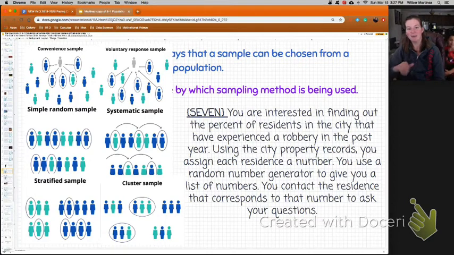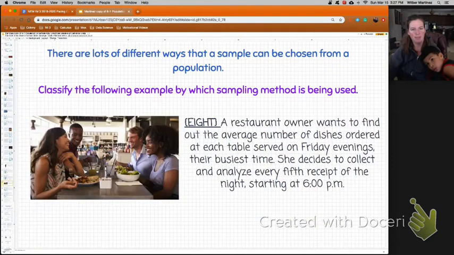So again, this might be a little harder because everyone in a city would be a lot of people. It might be hard to get information back from all of them. So it is the best form of the survey as long as everyone wants to participate in your survey. Simple random. All right, here's the last one we're going to do together, and then there's some for you guys to try on your own.